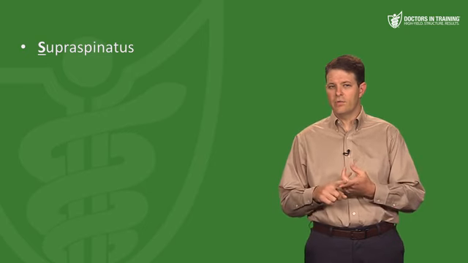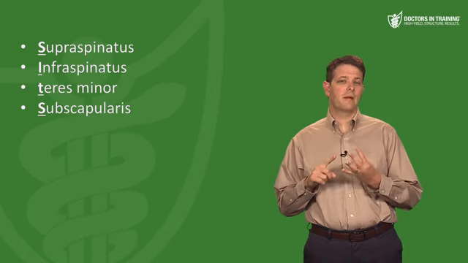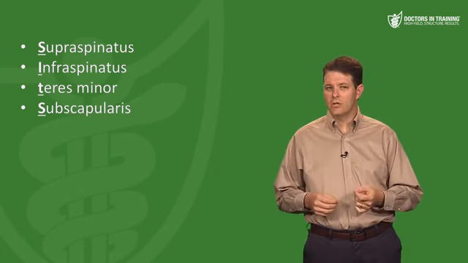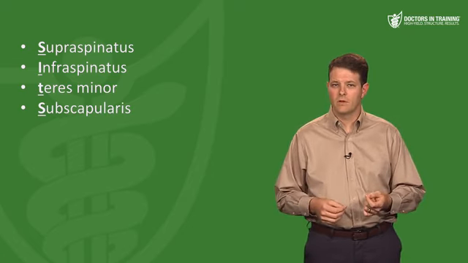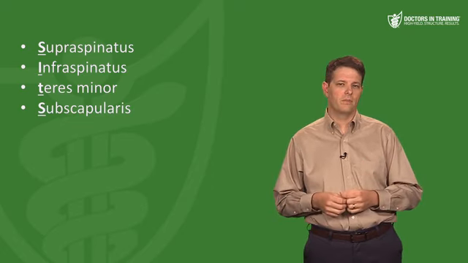Now let's turn our attention to the shoulder, starting with the muscles of the rotator cuff. So what are the 4 rotator cuff muscles? They're the supraspinatus, the infraspinatus, the teres minor, and the subscapularis, which spells SITS. And we use a lowercase t to remind you that this is not the teres major, it's the teres minor.